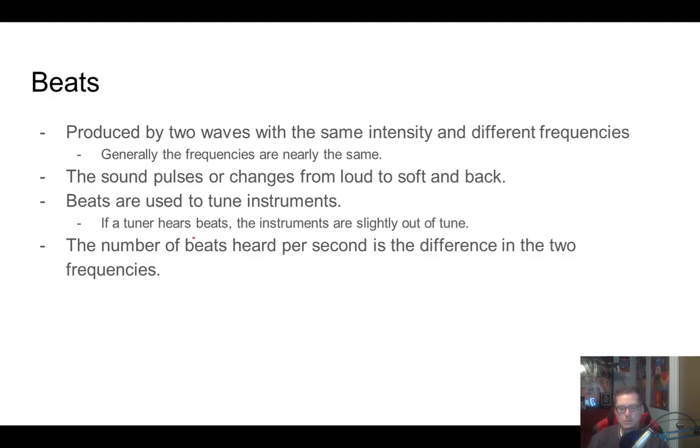So if you're playing two instruments and you're trying to get them to tune, then you actually listen for the beats. If you can hear beats, that means you're not quite in tune. If you can't hear the beats, then you're completely in tune.